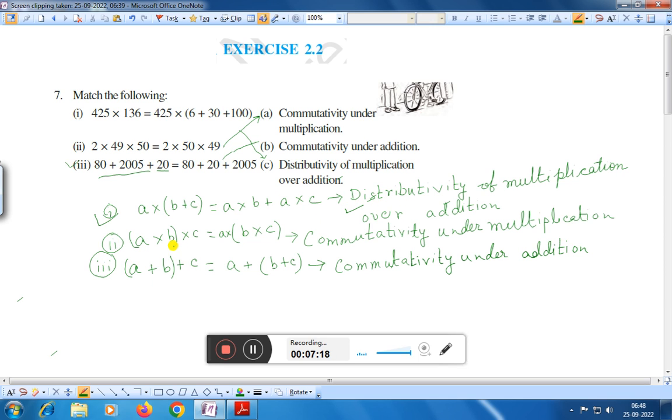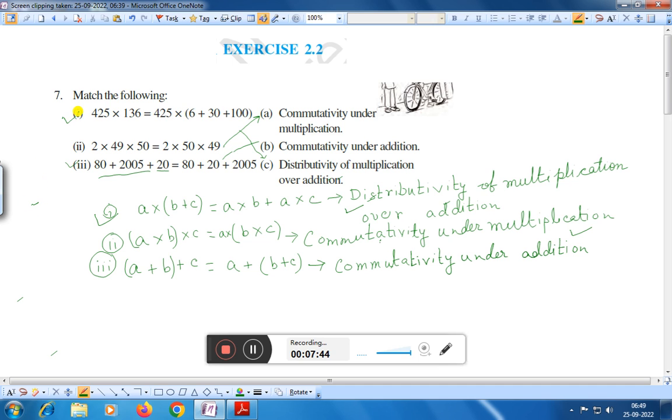And number 2 is A into B into C is equal to A into in bracket B into C. That is commutativity under multiplication, right? And number 3 is A plus B plus C is equal to A plus in bracket B plus C. This is commutativity under addition. Okay, that's why we are matching this one. That is number 1.